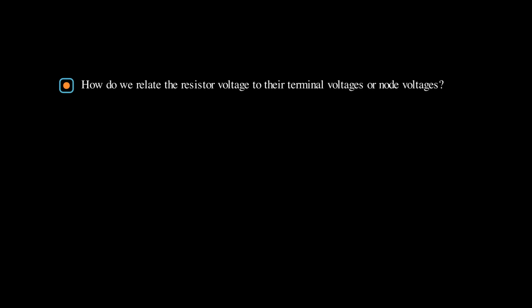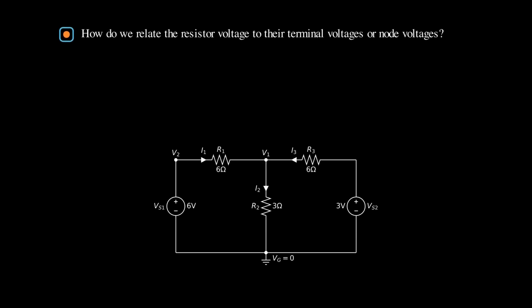Question 1 is how to relate the resistor voltage to their terminal voltages or node voltages. Question 2 is how to define the current directions. Let's start with the first question by revisiting our example 1. In this example, we expressed VR1 equal to V2 minus V1 instead of V1 minus V2. Similarly, we expressed VR2 equal to V1 minus VG instead of VG minus V1, and expressed VR3 equal to V3 minus V1 instead of V1 minus V3.